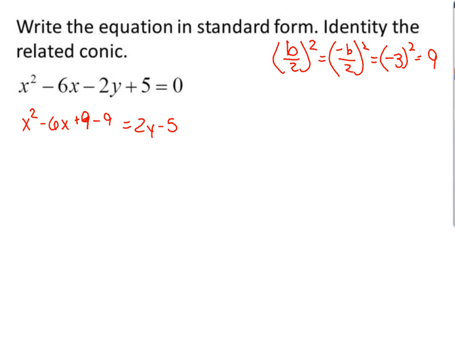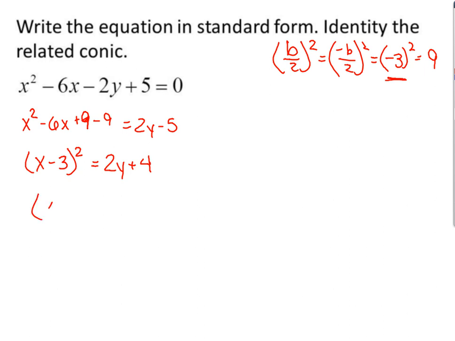We're going to take that -9 to the other side. And then on the left, we will have our perfect square. Since we have a -3 in our parentheses over here, this will be an x minus 3. And then when we take that -9 to the other side, we're going to end up with 2y plus 4, because -5 plus 9 gives us a positive 4.